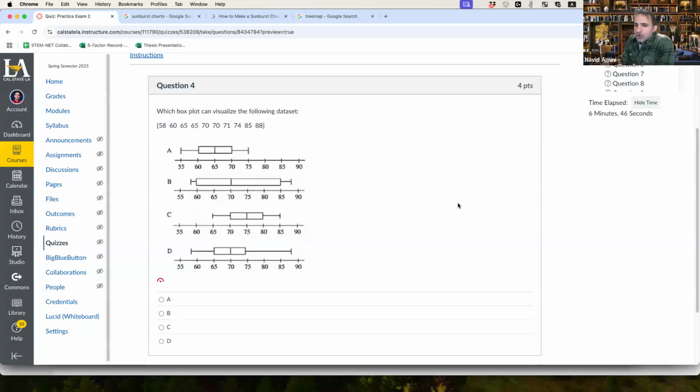Okay, question number 4. Let's all spend a minute or two on this. We have this data set. We want to see which of these box plots is visualizing this data set. Think about it for a minute, then put your answers in the chat, and then we'll discuss.